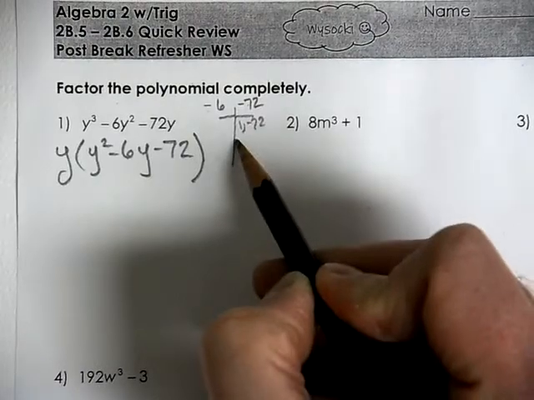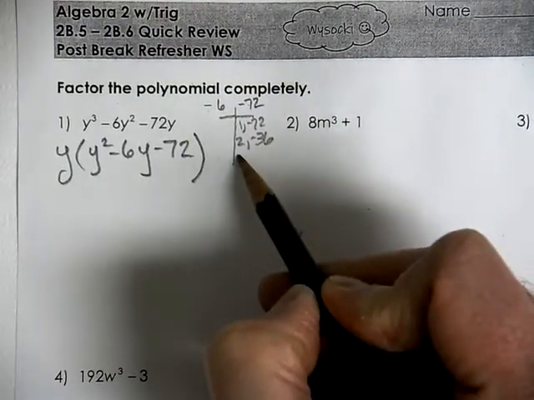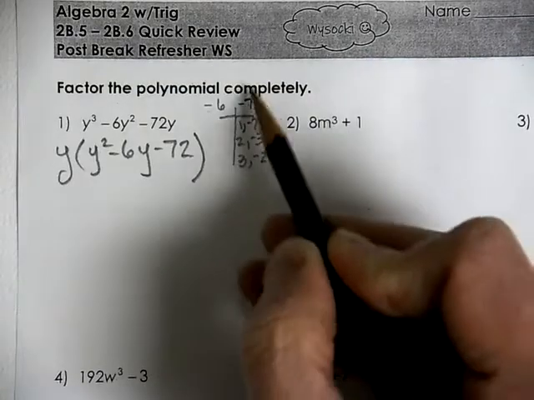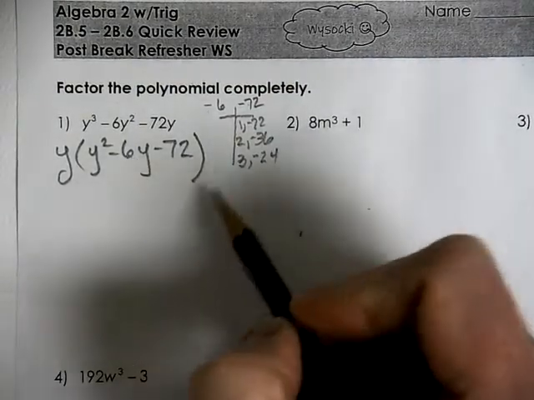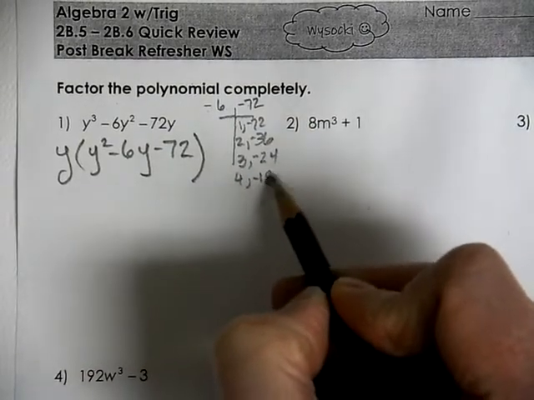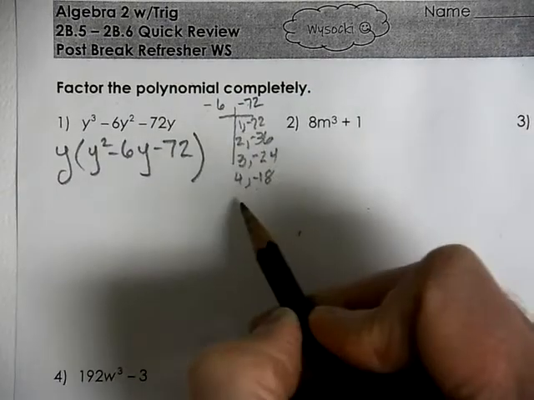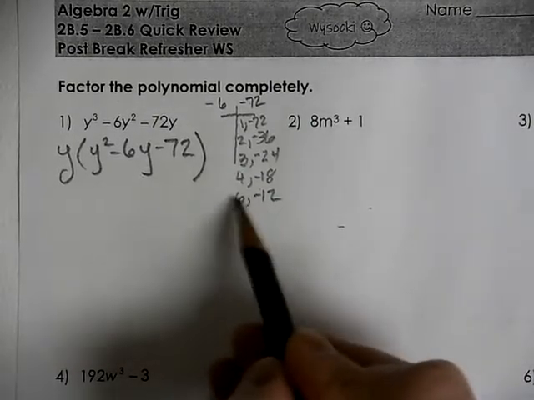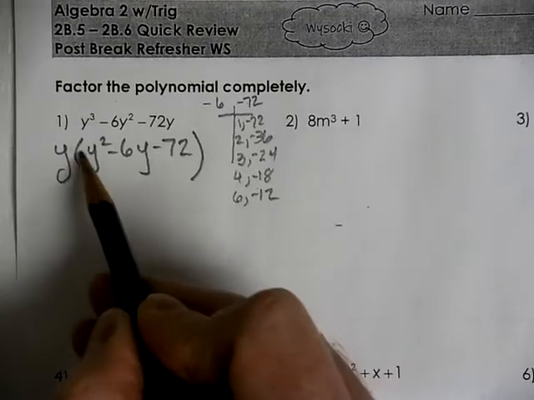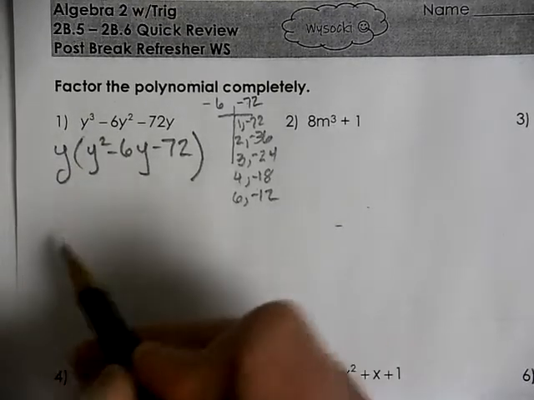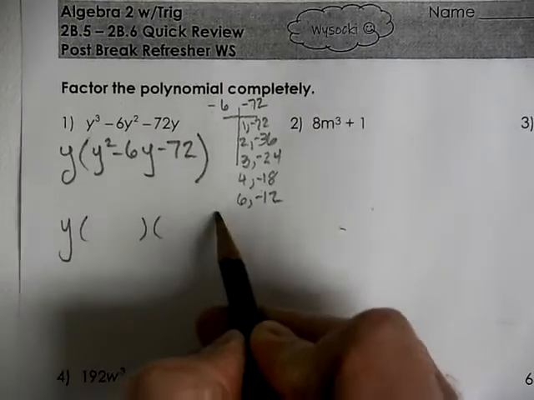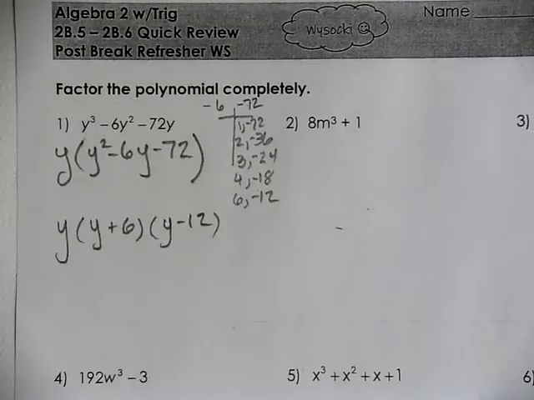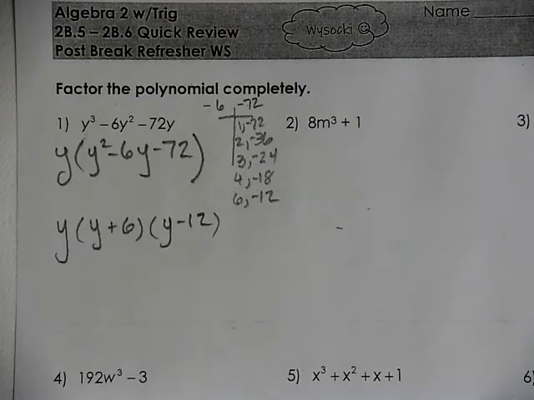So 1 and -72, 2 and -36, 3 must go into that also, -24, that still doesn't get us down to 6. 4 would go into that, 18, 5 clearly doesn't go into that, but 6 could go into that, -12. And those two numbers add together to be -6. So since this has a leading coefficient of 1, this table helped you identify what two numbers you're going to plug into your two binomials. A +6 and a -12.